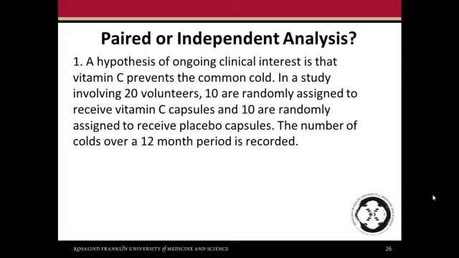Now for this type of analysis, think about if it's independent, therefore a two-sample t-test, or if it's paired. The answer here is that it's independent. And it's independent because there's no linking together the volunteers and whether or not they're randomly assigned to the vitamin C or the placebo. There's no linkage between vitamin C and placebo, so there's no reason to pair these individuals at all. Therefore, the appropriate analysis would be a two-sample t-test.